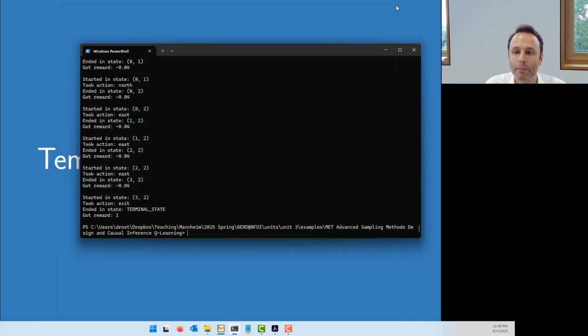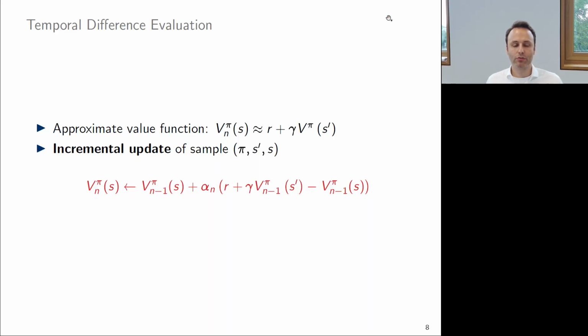All right, so we can also use this to write it up as an algorithm. So the temporal difference evaluation is, as mentioned, an approximation of the value function under a policy for a given state. So we can write this as an incremental update. And that's just what we have seen before. So alpha n is the learning rate. And we have here the temporal difference target. That's the r plus gamma times the value function under pi of the next state.